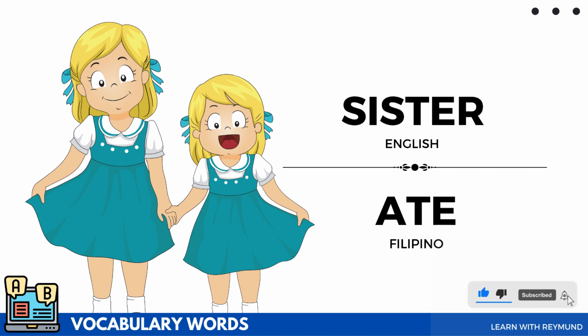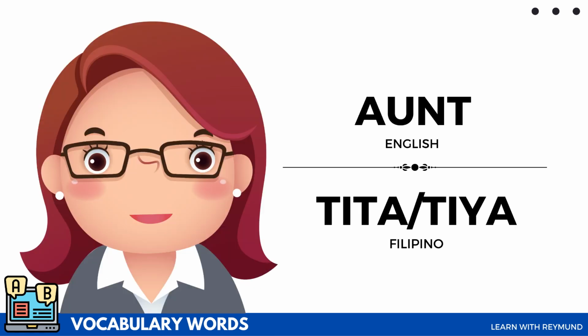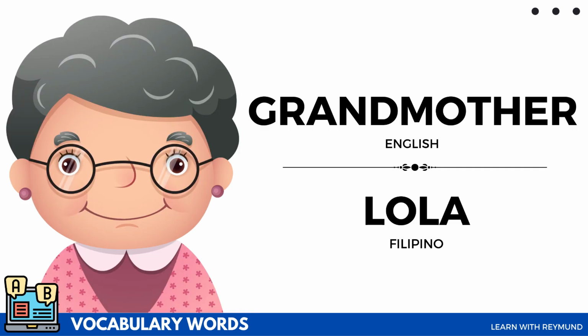Sister, ate. It's a sibling in English, while in Filipino, it's your kapatid. Sibling, kapatid. It's your aunt in English, while in Filipino, it's your tita or tia. Aunt, tita, tia. It's your uncle in English, while in Filipino, it can either be your tito or your tío. Uncle, tito, tío.